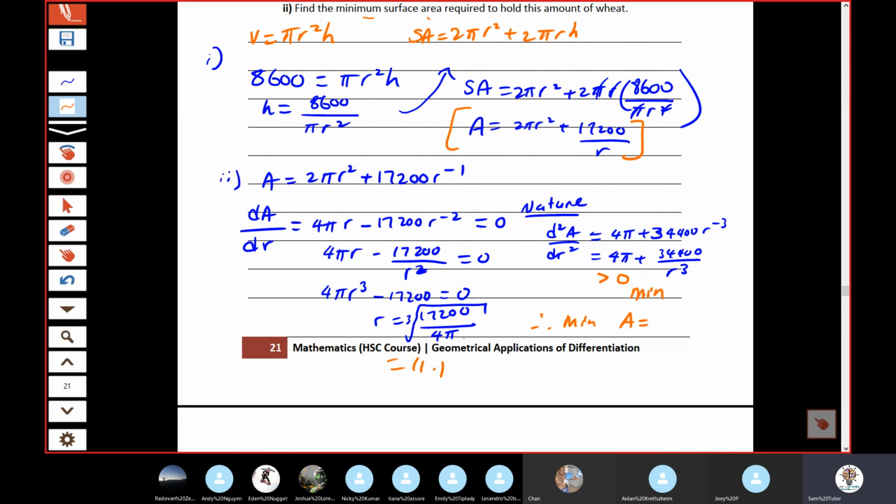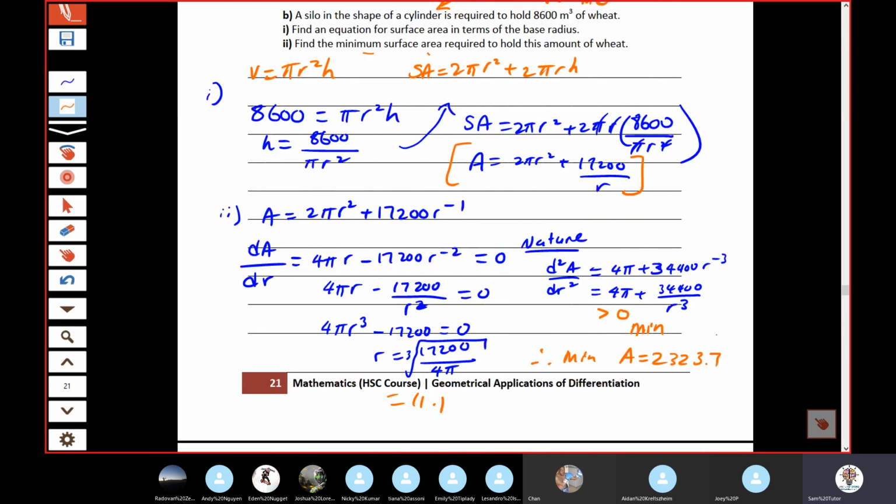But as you guys know, I sub in the exact answer, so I'm not rounding. All right, and the area is 2,323.7. That is the minimum area that I can make a cylinder that can hold 8,600 cubic meters of wheat.